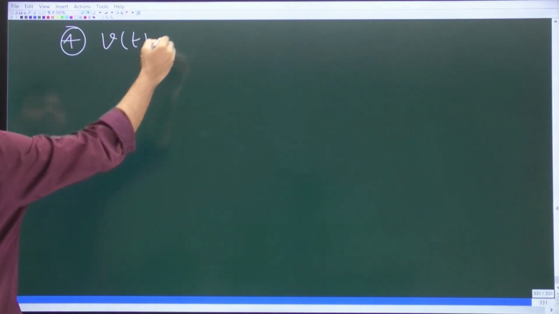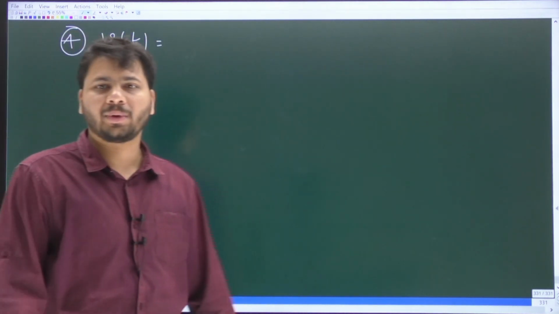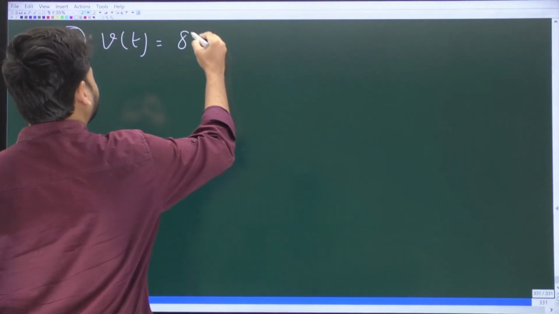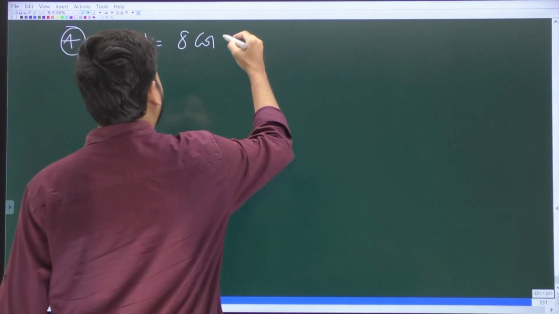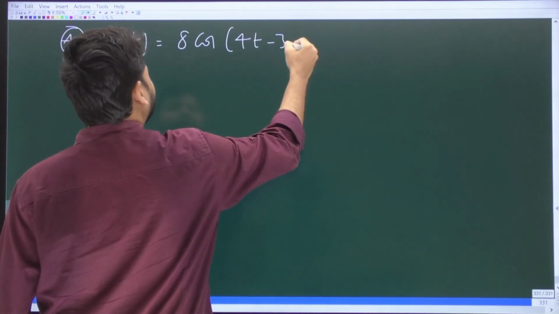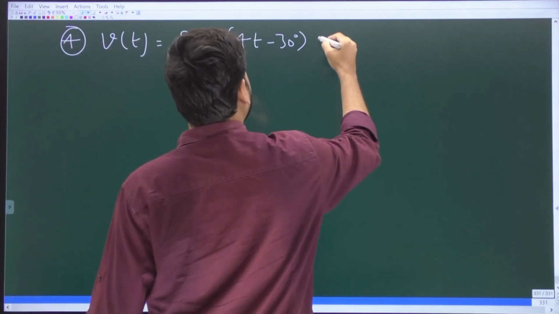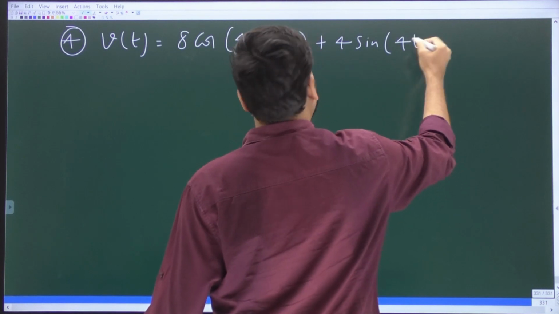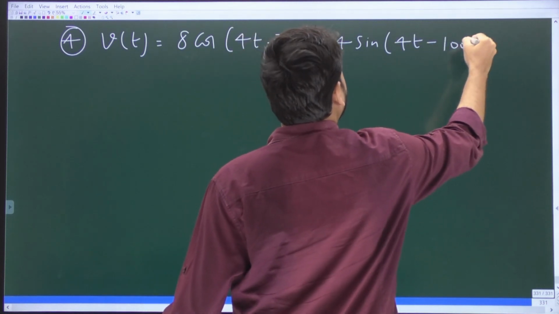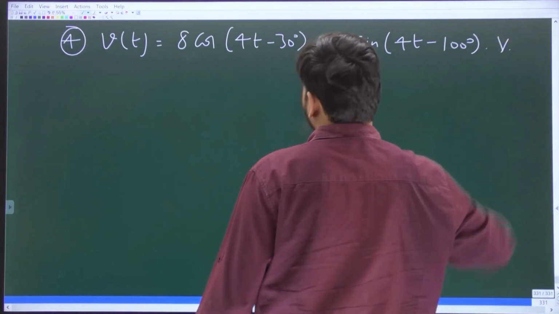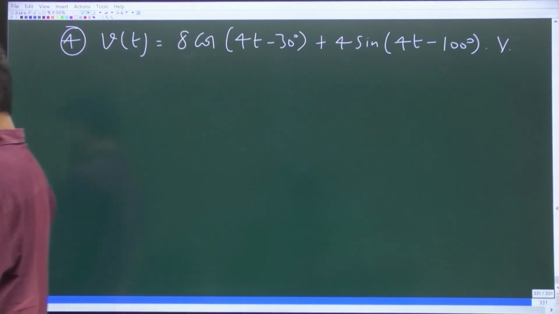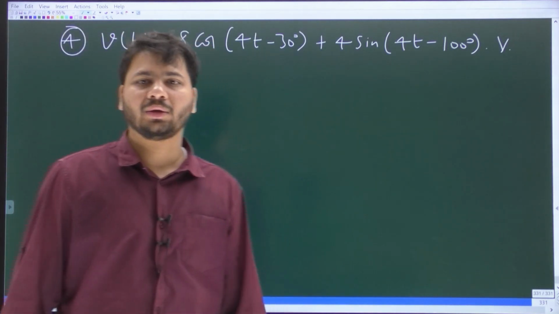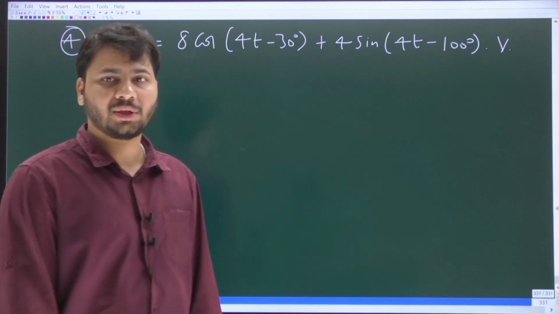So we have one more sinusoidal voltage which has to be converted into the phasor domain, and that is 8 cos 4t minus 30 degrees plus again 4 sin 4t minus 100 degrees. Of course, the units are volts. So again, the goal is to convert this sinusoidal voltage into its phasor representation.